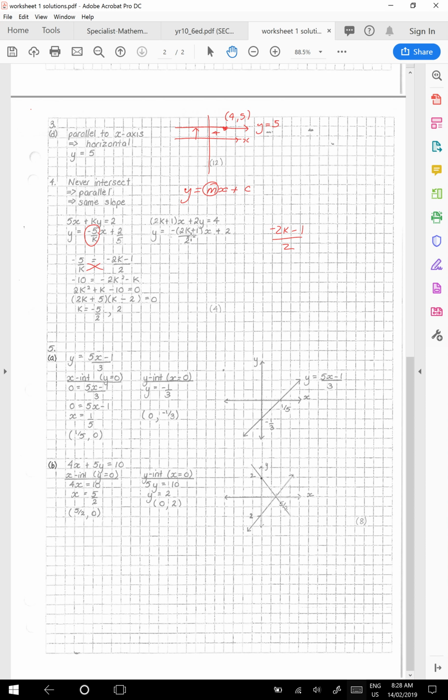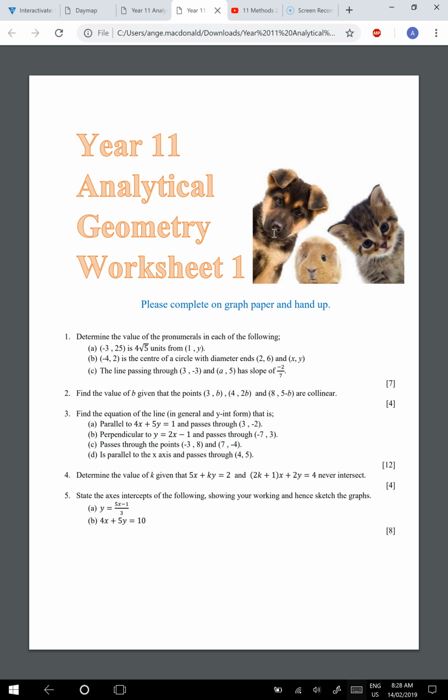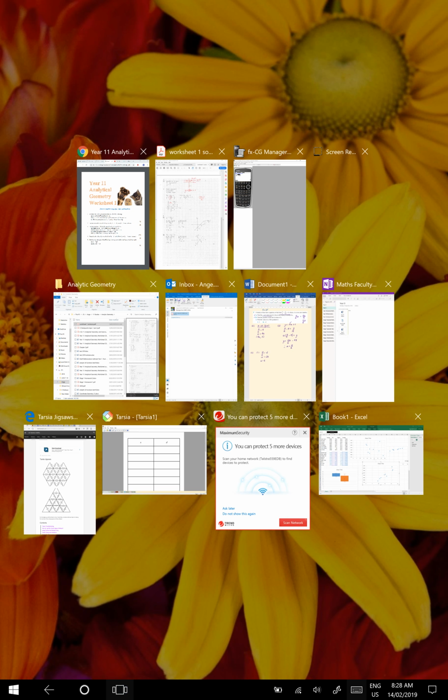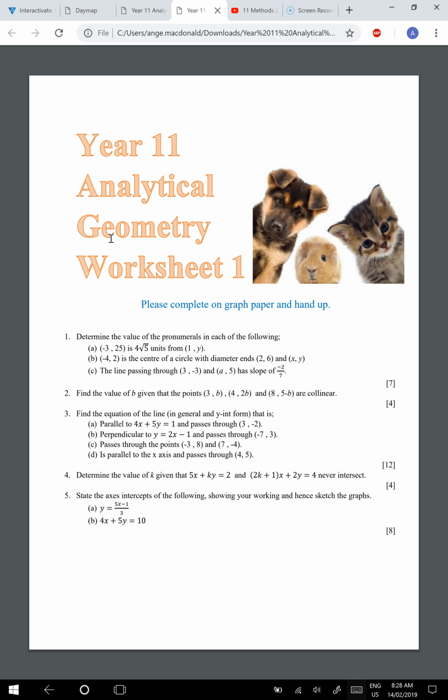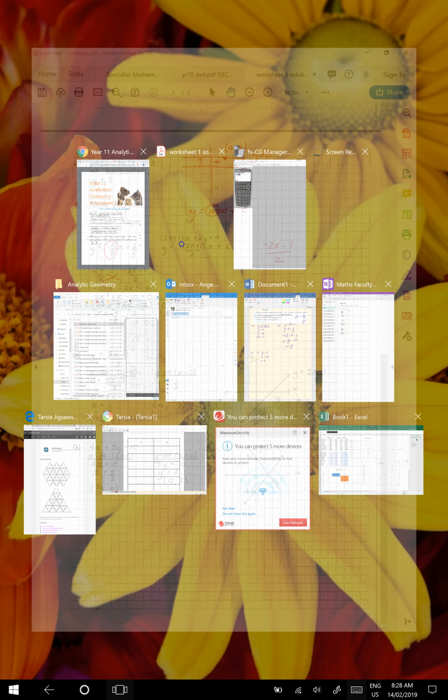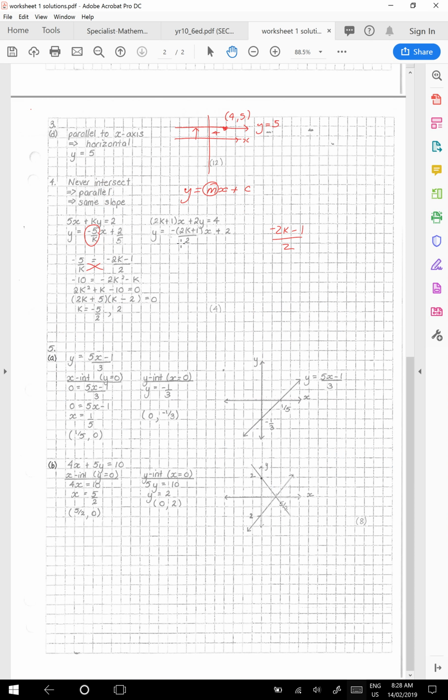I did have a bit of a frustration with question 5. Axes intercepts. Okay, we know this. This is your 8, your 9 things. So to find your x-intercept, we make y equals 0. To find your y-intercept, you make x equals 0. Now, the question also says, show your working. So can you please, sorry, make sure you do show your working out.